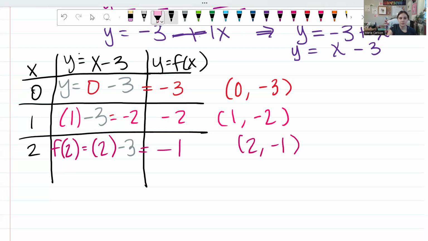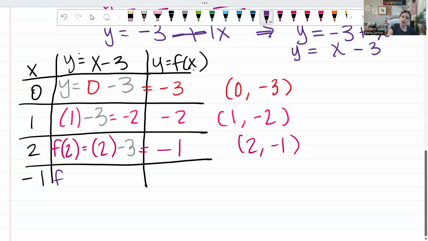All right, and then let's see what happens when we have a negative. So now I'm going to find when x is -1. This is the equivalent of finding f of -1. So if I let x be -1, we have -1 minus 3, and -1 minus 3 gives us -4. So I have the point (-1, -4).